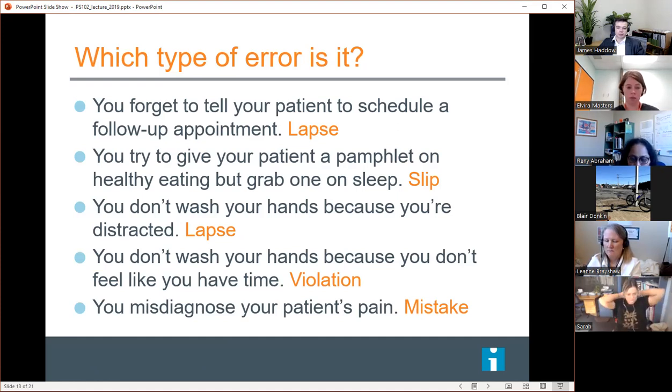And then the last one is you misdiagnose your patient's pain. That's a mistake. It's either a rule or a knowledge-based mistake. So a knowledge-based mistake would mean that you don't have enough training to make that diagnosis. You've not done enough reading on the different types of causes of this particular patient's presentation. Or another knowledge-based mistake would be that you didn't take a very good history. You didn't ask enough questions to get enough information to find out the reasons for the patient's pain. So you made the wrong diagnosis because you had the wrong information to begin with.